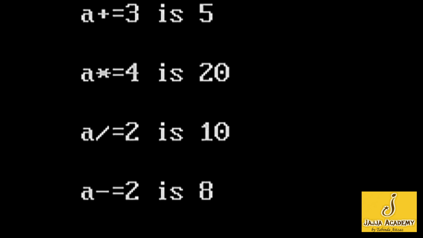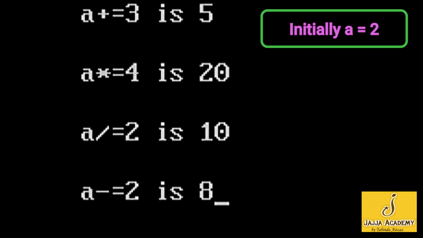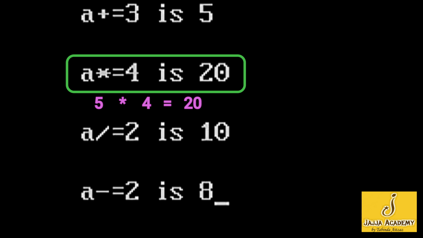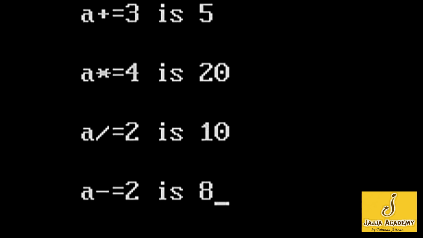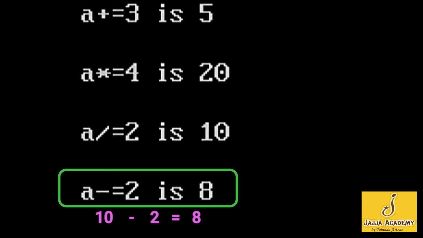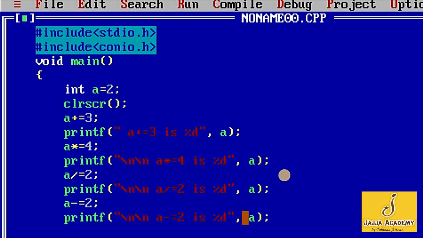Let's summarize the output. Initially, we take the value of A as 2. 2 plus 3 is 5. Then 5 multiplied by 4 is equal to 20. Then the value of A was updated to 20 and 20 divided by 2 is 10. And then I have subtracted 2 from variable A. So 10 minus 2 is 8. This is how you write a C program.